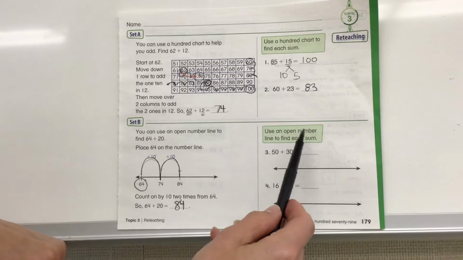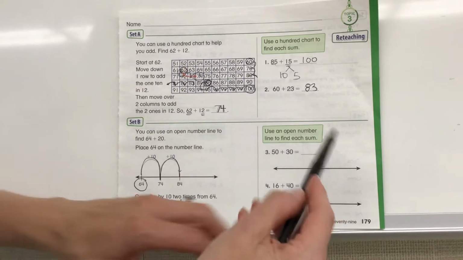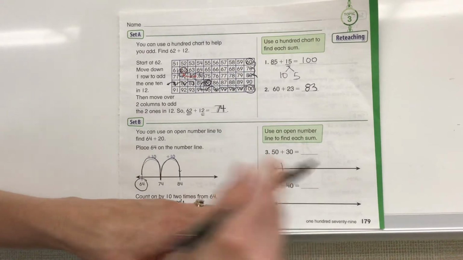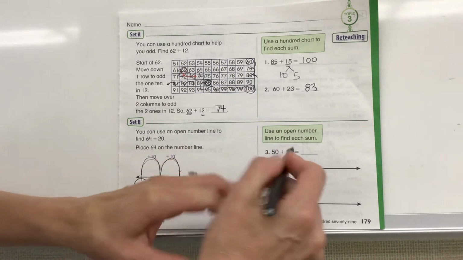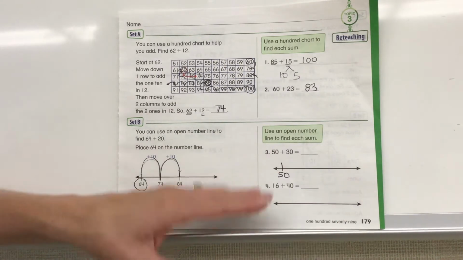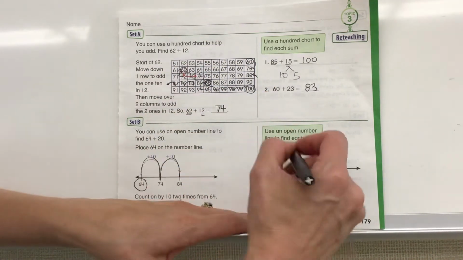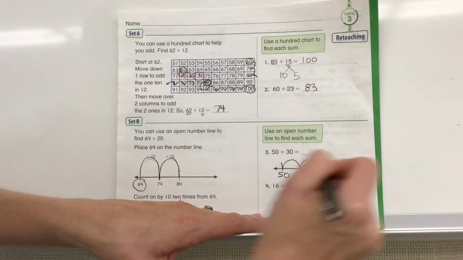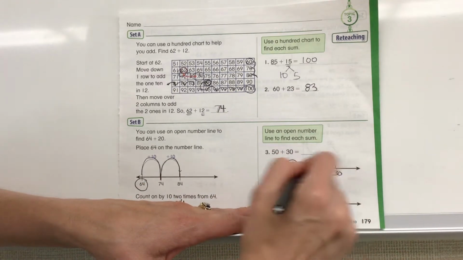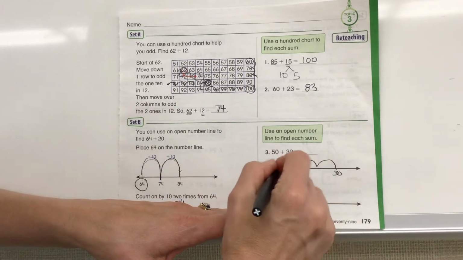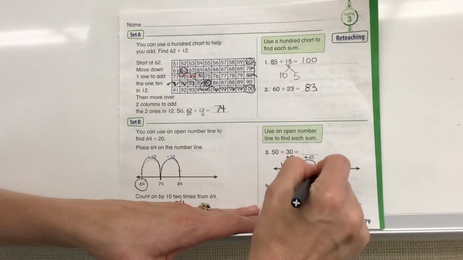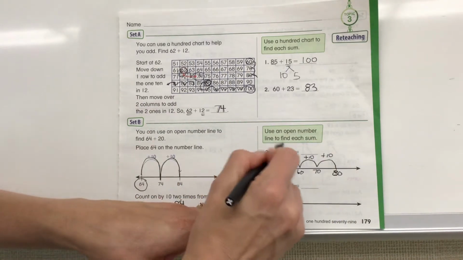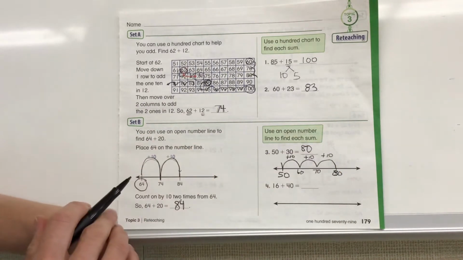Okay? Use an open number line to find each sum. So we have 50 plus 30. I'm going to start at 50, and I'm going to do my hops of 10 first, and then my hops of 1. Now, if I look at 30, I only have 3 hops of 10, right? 10, 20, 30. I don't have any 1s. So plus 10 is 60. Plus 10 is 70. Plus 10 is 80. So I know 50 plus 30 is 80 using the open number line.